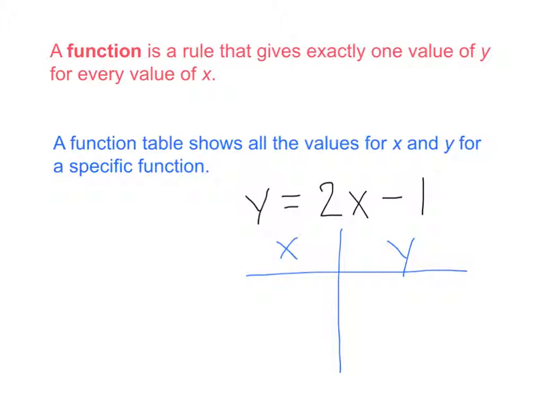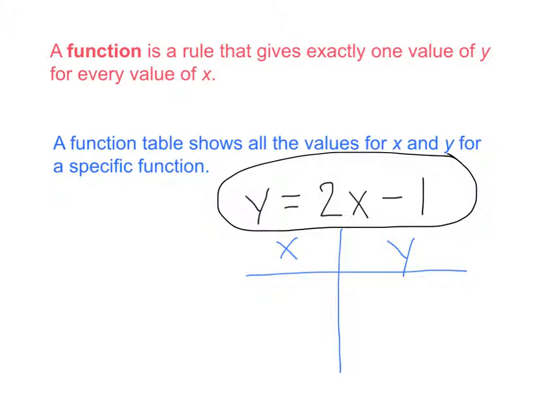A function is a rule that gives exactly one value of y for every value of x. A function is just a mathematical word for a rule where for every x value, you'll get exactly one y value. And a function table is something that shows all the values for x and y for a specific function. So here we have a function, y equals 2x minus 1.